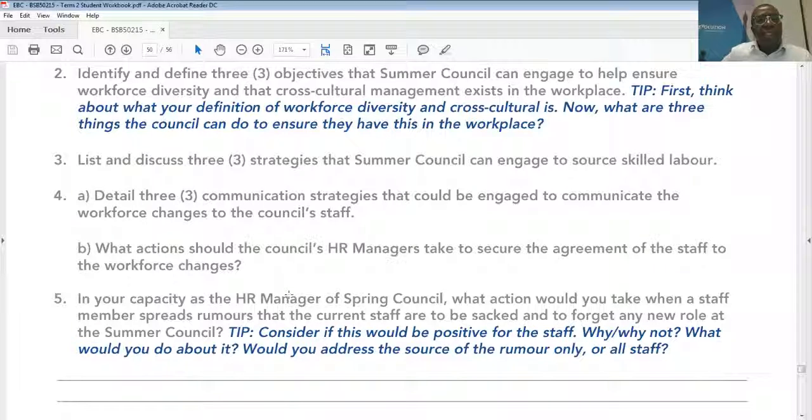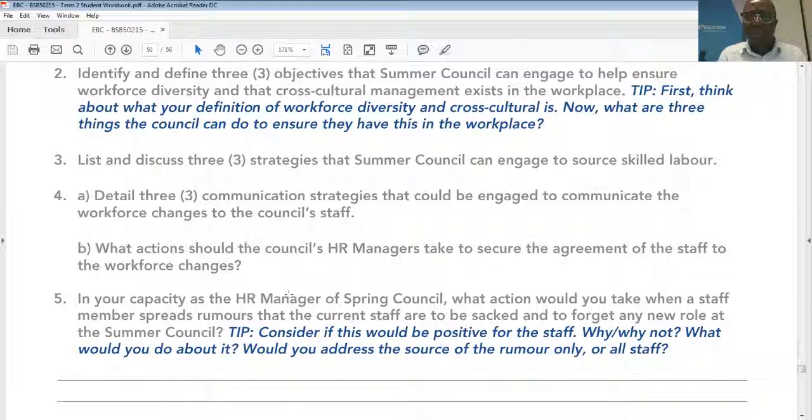And what action should the council human resources managers take to secure the agreement of the staff to the workforce changes? So what we're saying is, you have these changes taking place, you are going to go through a merger, and when you amalgamate, you want to know that your employees are on board. So now you want the surety that this employee is with me, that employee is with me, that employee has given me their word.